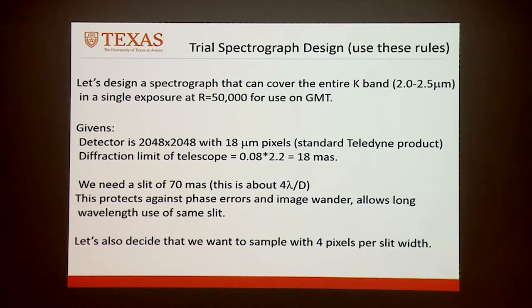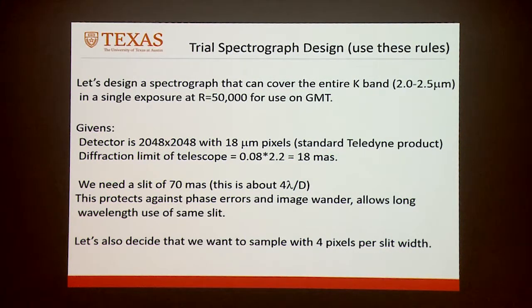And just as a reminder, if we want to let light from longer wavelengths through the slit, it'll be good to have it that way. And let's also decide we want to use 4 pixels per slit width. Remember, I said that the optimal was somewhere between 2.5 and 4, and 4 will make calculating easy here.